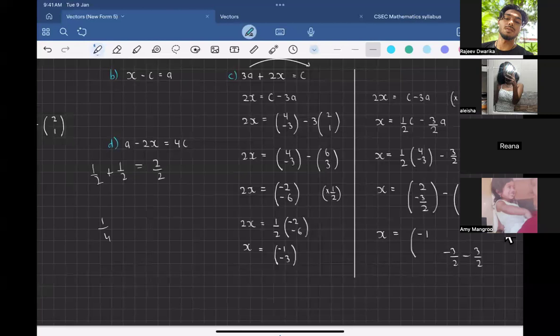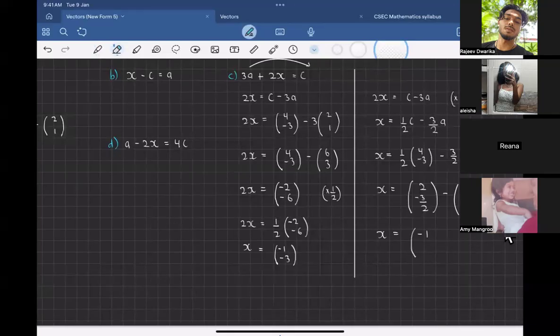Okay, if I had a quarter plus 9 over 4, what would that be equal to? It would be 10 over 4. Okay. If I have minus 3, then minus 6 over 2 is minus 3.